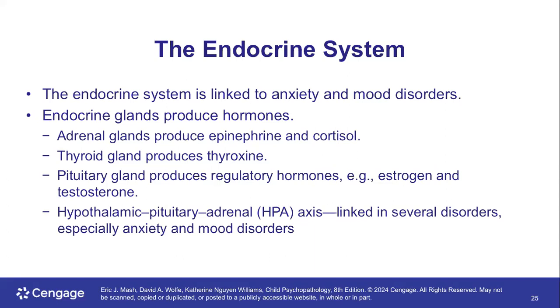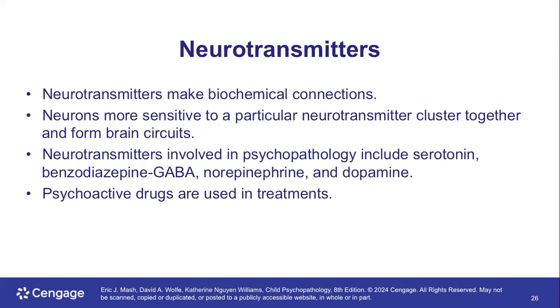So we see that there is this pathway that's responsible for mood and anxiety. In fact, we refer to this part of the endocrine system as the HPA axis, the hypothalamic-pituitary-adrenal axis, and it is linked to mood and anxiety. This is one of the reasons why you will hear me describe mood disorders and anxiety disorders as cousins, because they share this pathway and they also share neurotransmitters. So let's get in there.